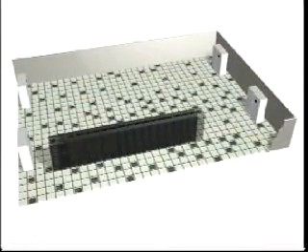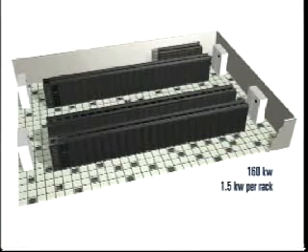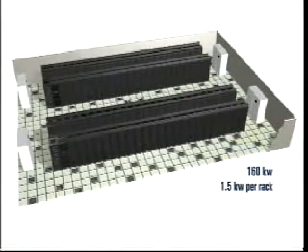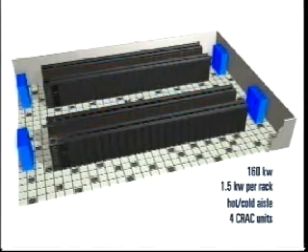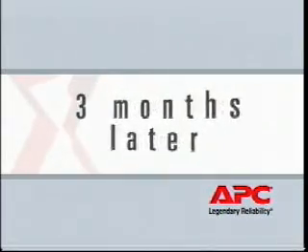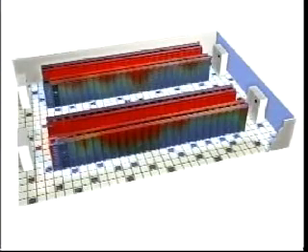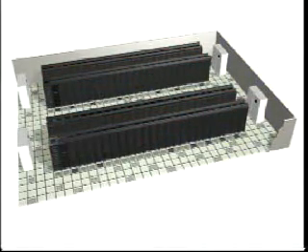Our data center manager starts with a 160-kilowatt cooling requirement, averaging 1.5 kilowatts per rack. He arranges the room in a hot-cold aisle configuration with four air conditioning units at the end of the hot aisles for optimal cooling. Within a few months, the data center manager notices that there are some spots in the data center with slightly varying temperatures due to a less than optimal floor tile arrangement.